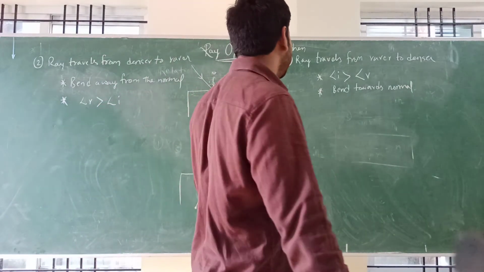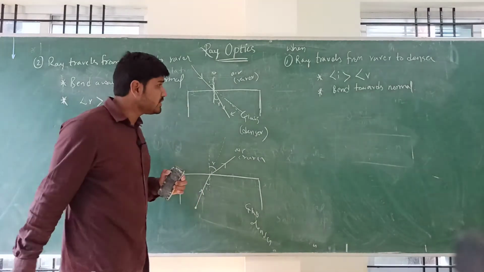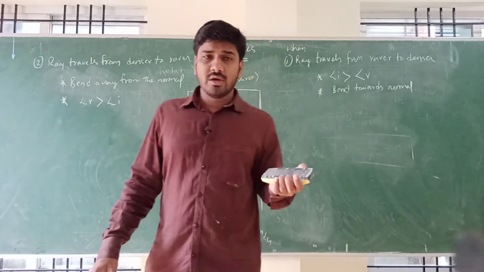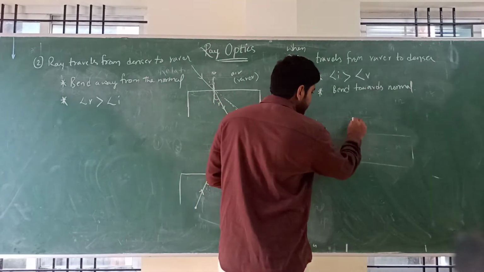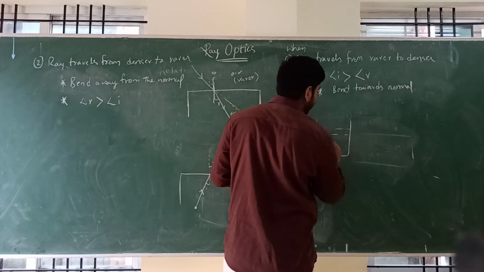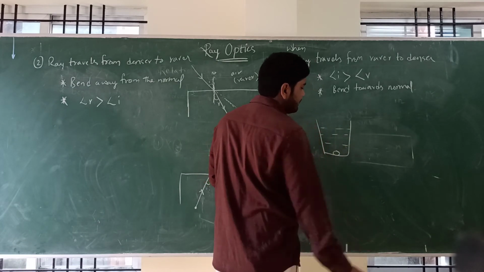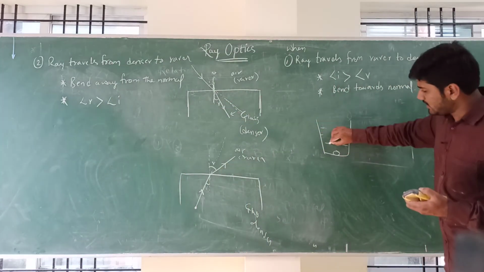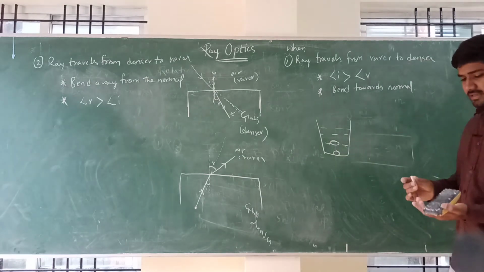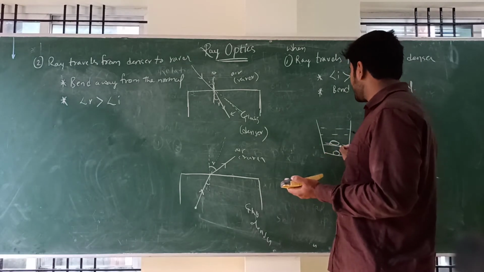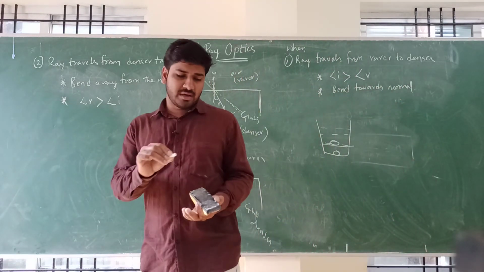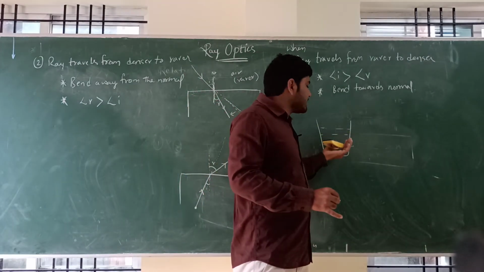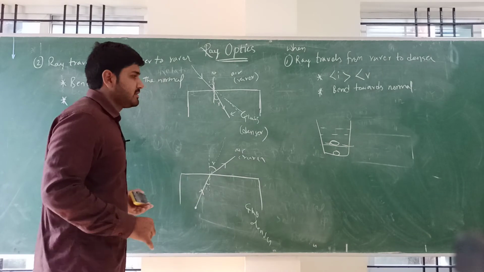Just remember this. You may ask, sir, where can we generally see refraction? You have seen, if you put a coin in a bucket, pour water in it, and put a coin in, you can see the coin will appear somewhere upward here like this. It appears a little higher, and you will feel that the bucket has become shorter and the coin has come up. So that is nothing but the refraction of light.